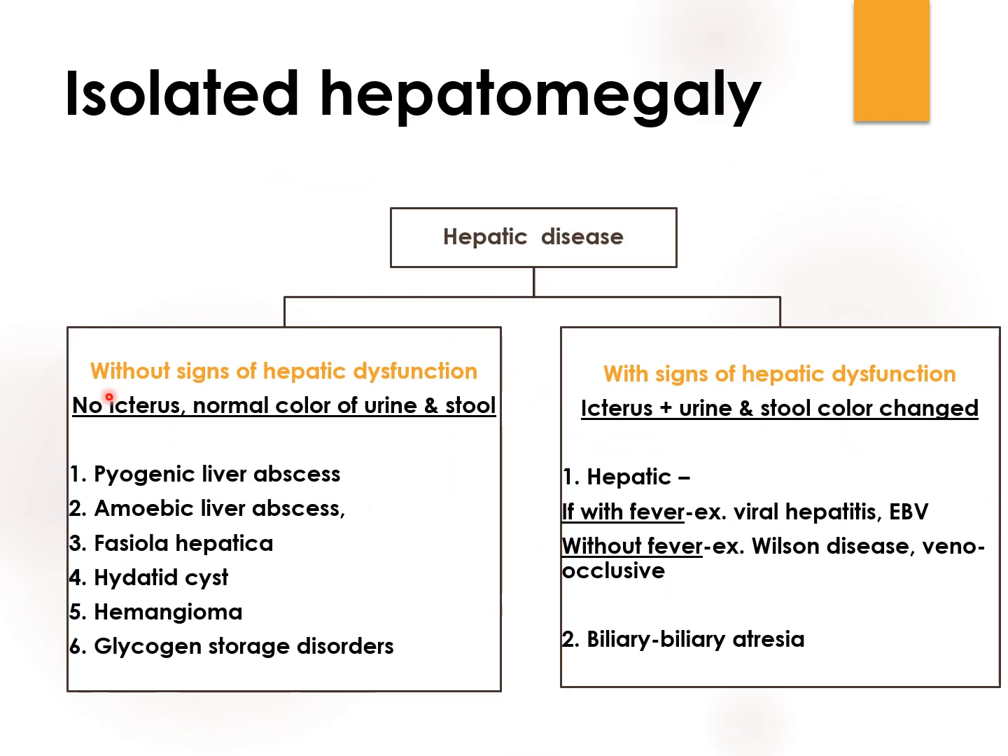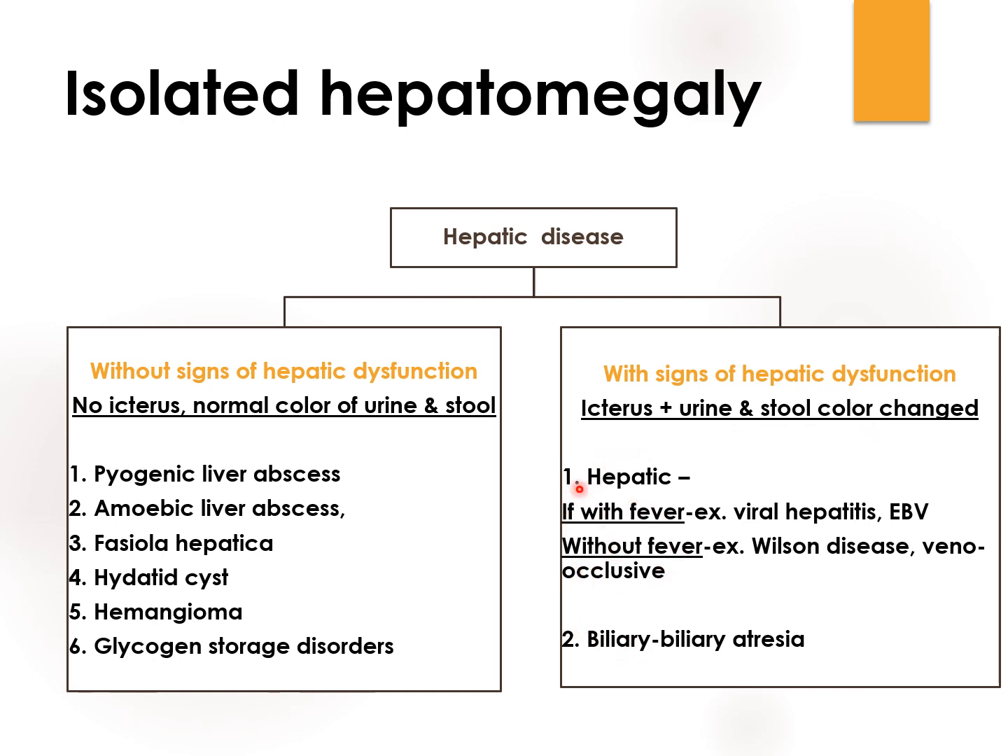So when there is no sign of hepatic dysfunction, meaning there is no icterus and the color of the urine and stool is normal, then rule out pyogenic liver abscess, amoebic liver abscess, Fasciola hepatica, hydatid cyst, hemangioma, and glycogen storage disorder, which can also lead to a similar presentation.